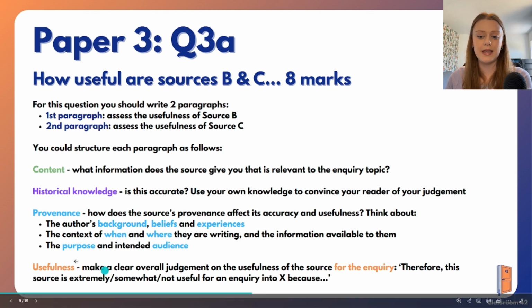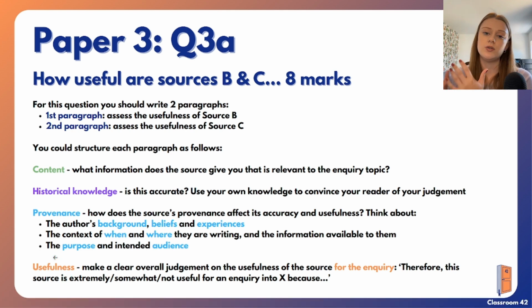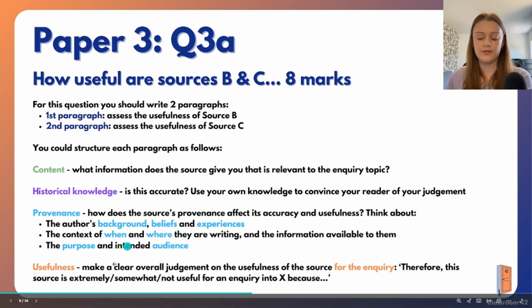And then finally, we need to make our judgment on whether the source is useful or not. As I said, even if you are talking about the provenance and how this reduces the source's accuracy, you may still come to the conclusion that the source is useful for a historian because it gives the other side of the story, and ideas about what the government were trying to push. So for this section, we need to make a clear overall judgment on the usefulness of the source for the inquiry.